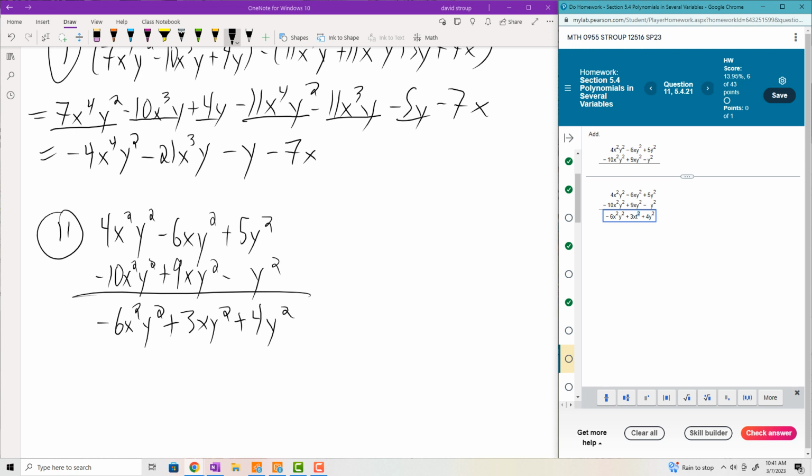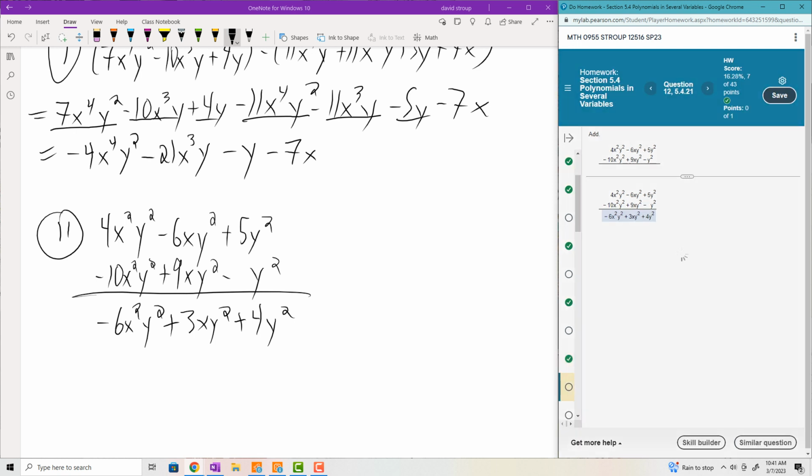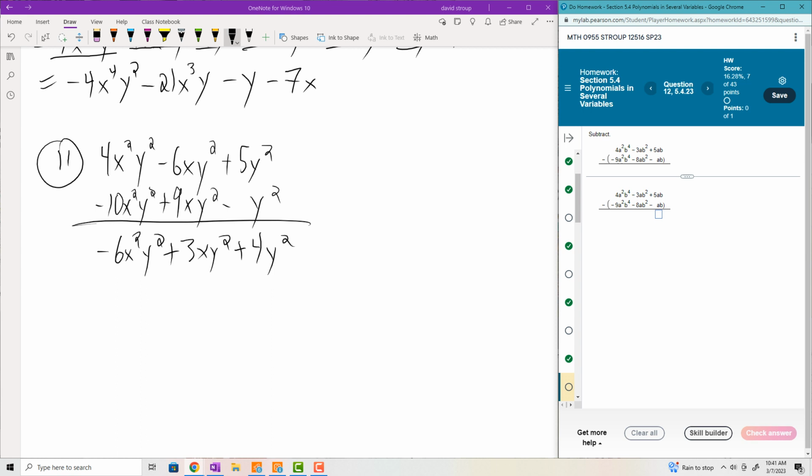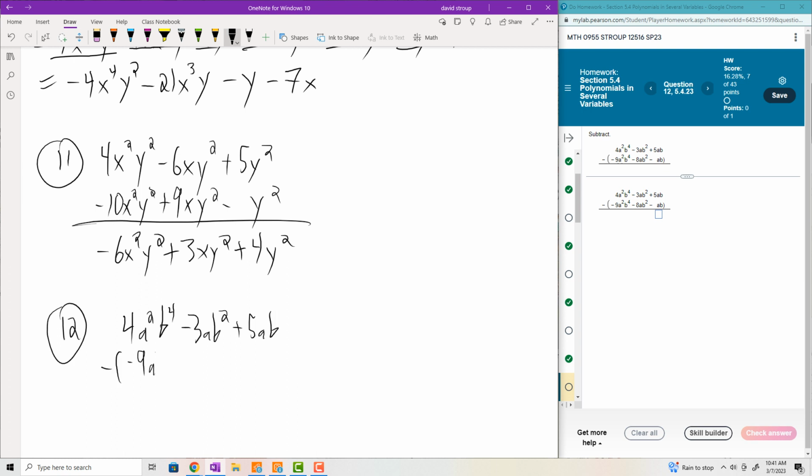What did I do? I put a t in there. So the subtraction version, so you just have to distribute that negative. So I have 4a squared b to the fourth minus 3ab squared plus 5ab minus negative 9a squared b to the fourth minus 8ab squared minus ab.